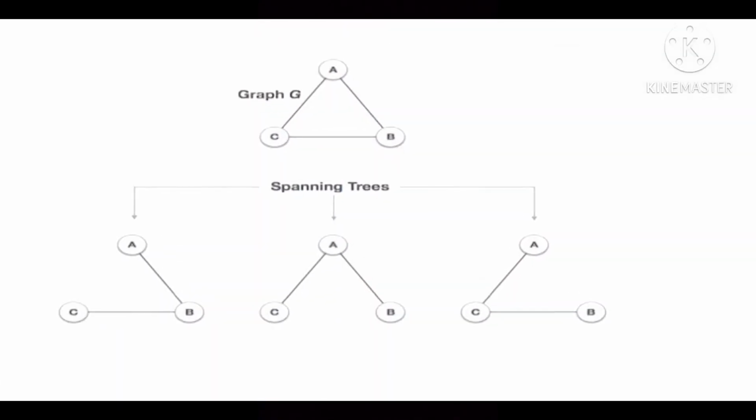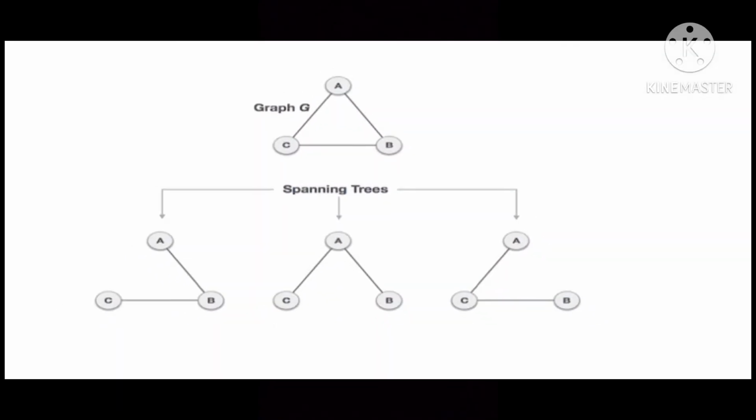Under that, we have graph G, wherein A, B, and C are all connected, where A is connected to B, B is connected to C, and C is connected to A. Under graph G, we have spanning trees, wherein A is connected to B and B is connected to C. Second one is A is connected to C and A is connected to B. Last is A is connected to C and C is connected to B. It has one part that is not connected.